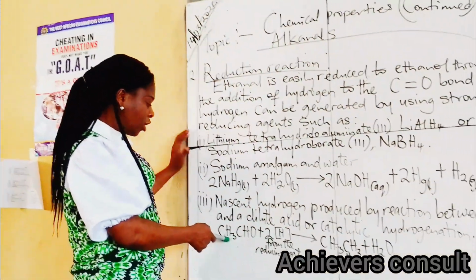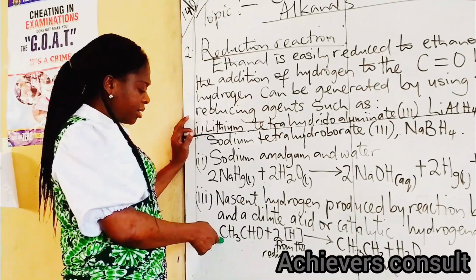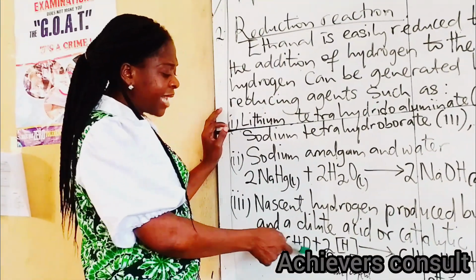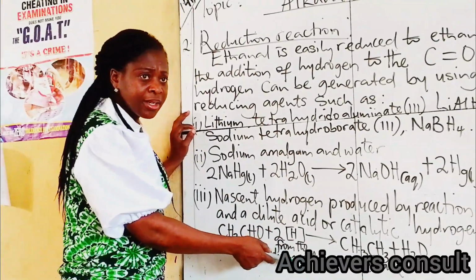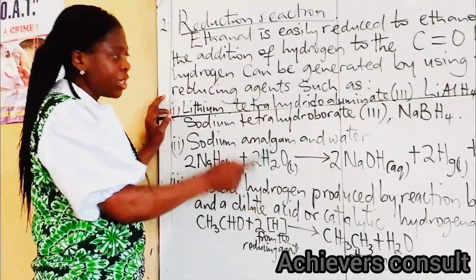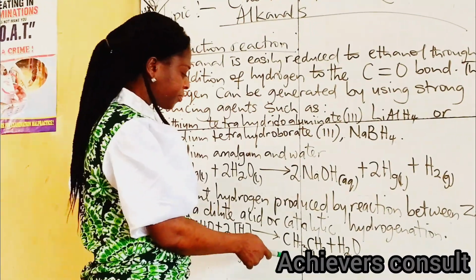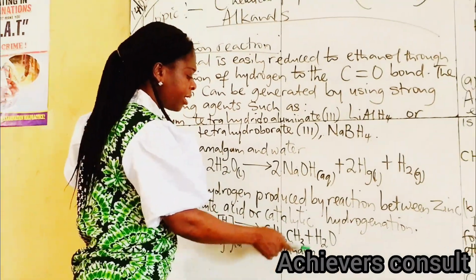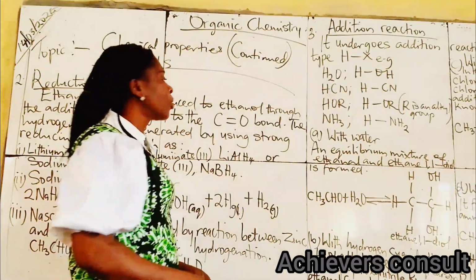Now this is an equation of an alkanal. This is ethanal plus hydrogen. This hydrogen comes from any of these reducing agents, giving us ethanol plus water. Now let's look at addition reaction.